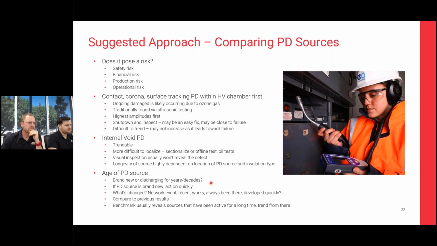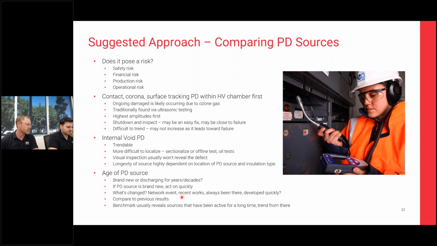Okay. So what's changed? Usually a PD source will kick off because something's changed. There's either been a network event, lightning strikes, switching in the area, something like that. Has there been recent works at that asset, in terms of, have people got their hands in there? Have human beings got involved? Has there been a shutdown? Have they left their spanner in there? Have they moved the HV cables closer together? Have they left an earth wire?